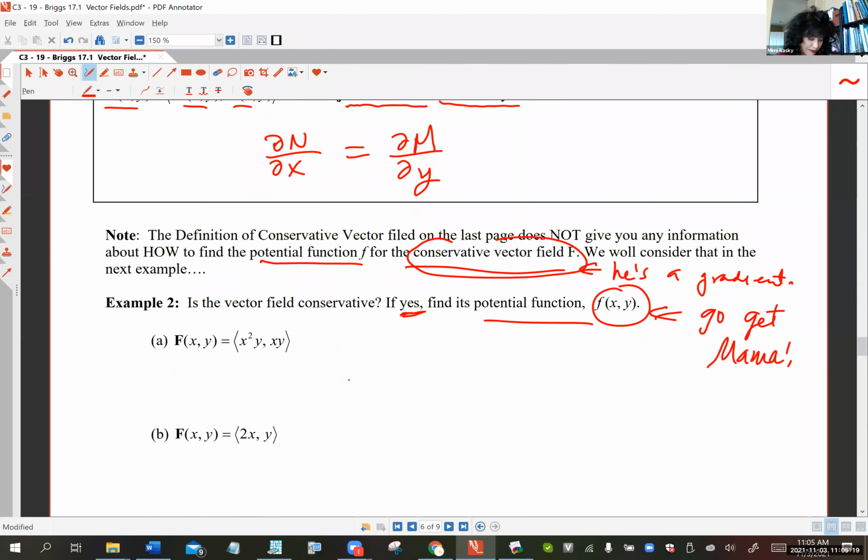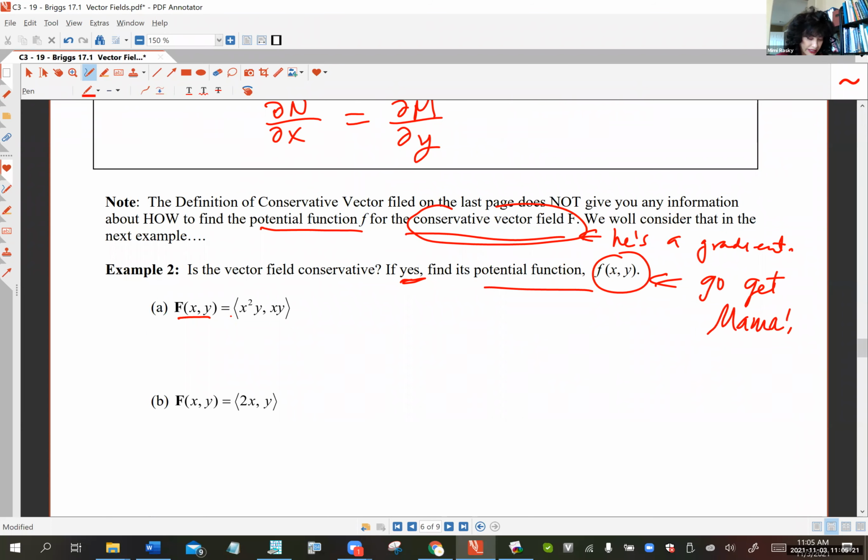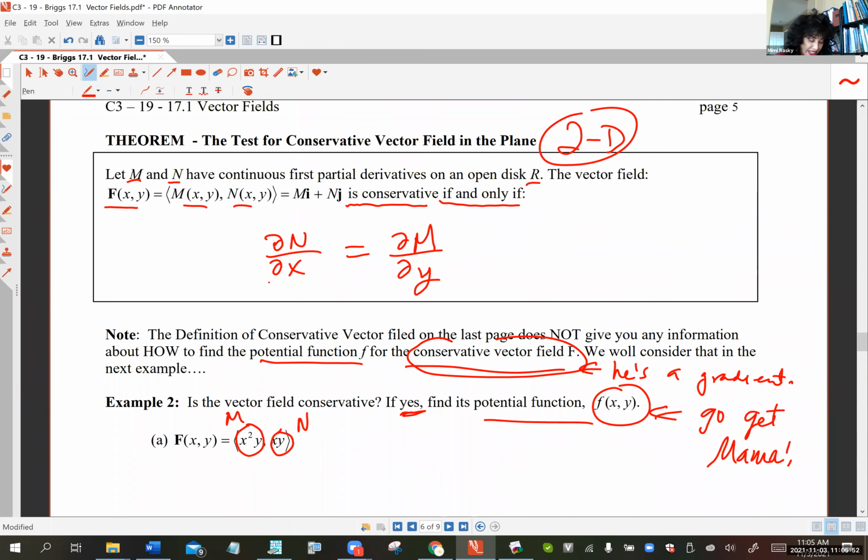Okay, here we go. Letter A, F(x,y). That's a nice vector field. The components are x squared y and xy. Is that conservative or not? Well, don't guess. Don't go, well, that looks like it should be. No. That's not going to work. You can't guess. I can't even guess. The first component is M for Mary, and the second component is your N for Nancy. And you have to check, is dN/dx the same as dM/dy?